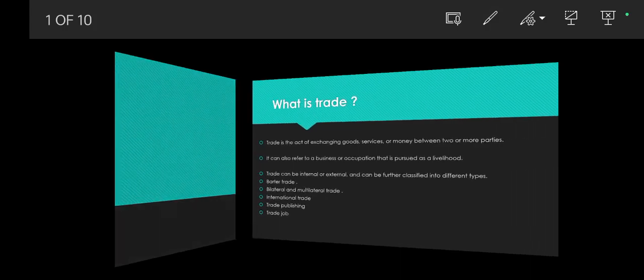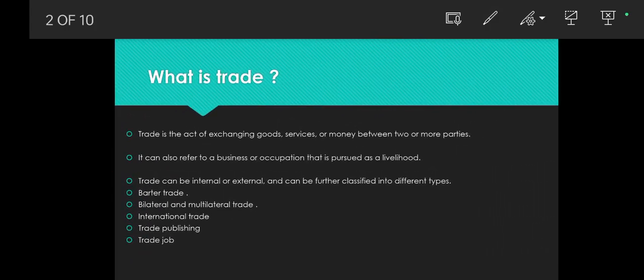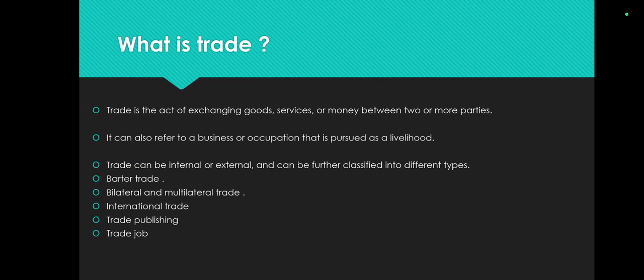Economists refer to a system or network that allows trade as a market. Trade refers to the voluntary exchange of goods or services between economic actors. Since transactions are consensual, trade is generally considered to benefit both the parties. What is trade? Trade is the act of exchanging goods, services, or money between two or more parties. It can also refer to a business or occupation that is pursued as livelihood.